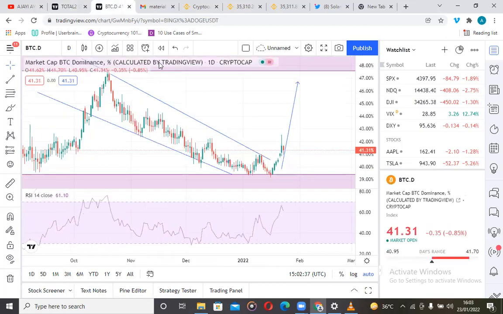So BTC dominance is the opposite of what is happening in the market. So if this one is going up, I'm expecting this dominance to reach 47.46. I'm setting this resistance for 7 points before it starts coming down. And that will show a very, very bad market.